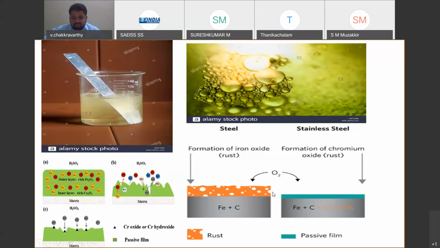Here we could observe a couple of examples. I have shown them schematically as well. Let me move on to the upcoming slides.